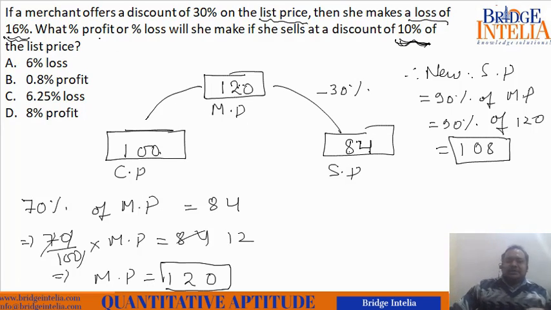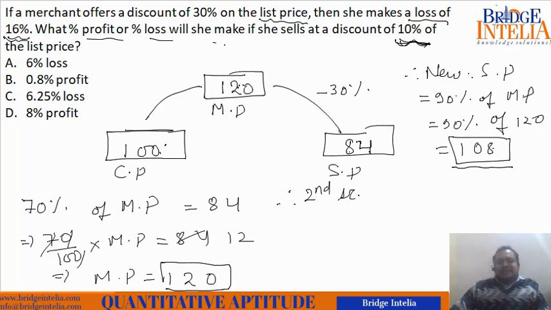108. Now what percentage profit or loss will she make? In the second scenario, she will be getting back 108 rupees. So an investment of 100 will get her 108 back. Therefore in the second scenario, profit percentage: 8 is what percentage of 100? So answer is 8%.